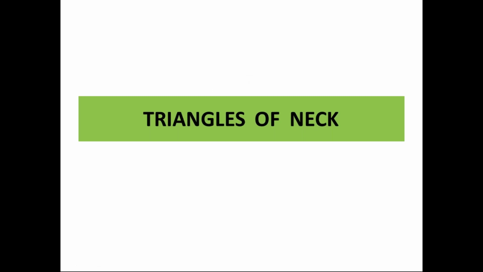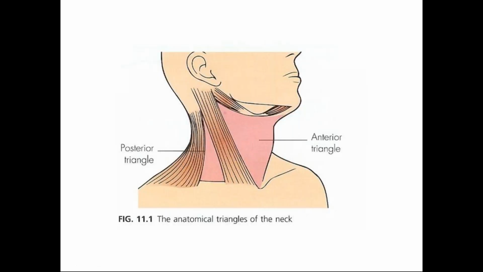Today we'll discuss the anatomy of the triangles of the neck and some differential diagnosis of the swellings in the neck. So, triangles of the neck. First, you have to remember this one. Just remember the images, so the boundaries will be very easily remembered. This is the anterior triangle and this one is the posterior triangle. Just remember the basic thing, anterior and posterior. Now we'll see the boundaries.